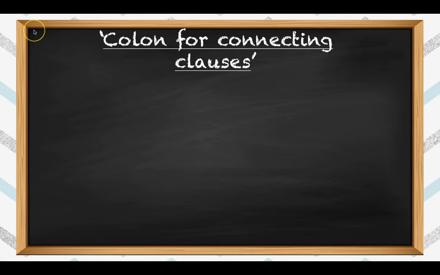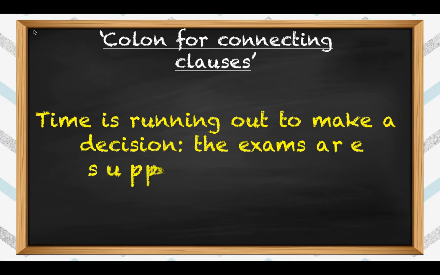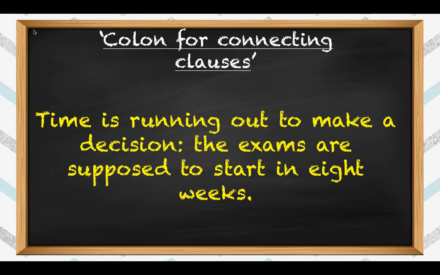running out. Another way we use colons is similar to the semicolon, to link 2 independent clauses where one relies on the other to give more information or to explain it. For example, time is running out to make a decision: the exams are supposed to start in 8 weeks. On their own, both clauses, both groups of words either side of the colon here, make sense on their own. They are grammatically correct. If we wanted to, we could put a full stop there. Time is running out to make a decision, full stop. The exams are supposed to start in 8 weeks, full stop.